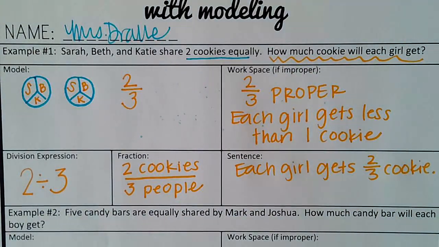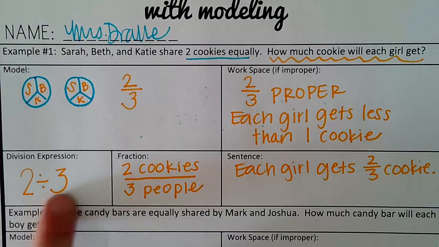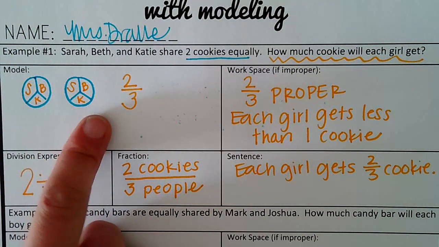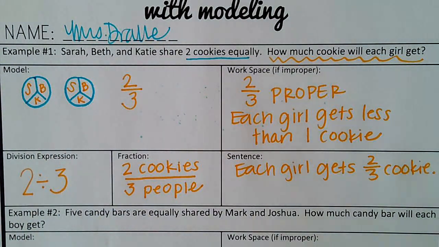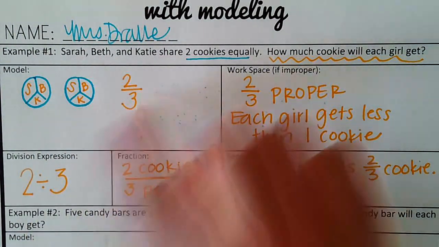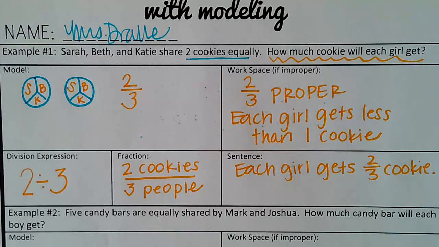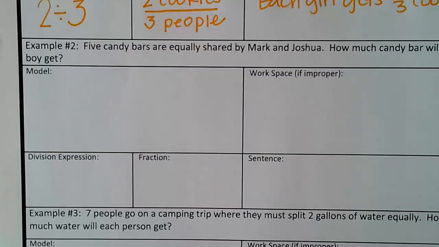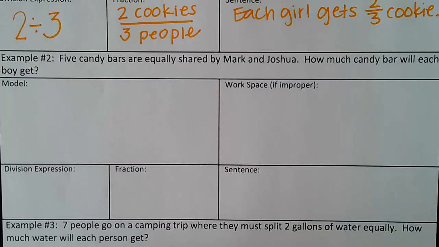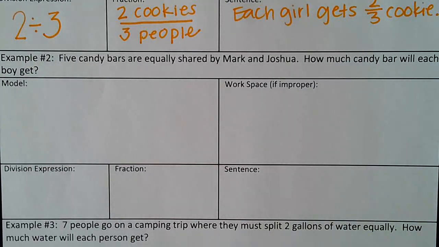Okay, so this is how it kind of looks if we break it down. 2 divided by 3 is similar to 2 cookies being split in 3 parts. So 2 divided by 3 is the same as 2/3. Let's take a look at the next question. It says that 5 candy bars are being shared by Mark and Joshua. How much candy bar will each boy get?